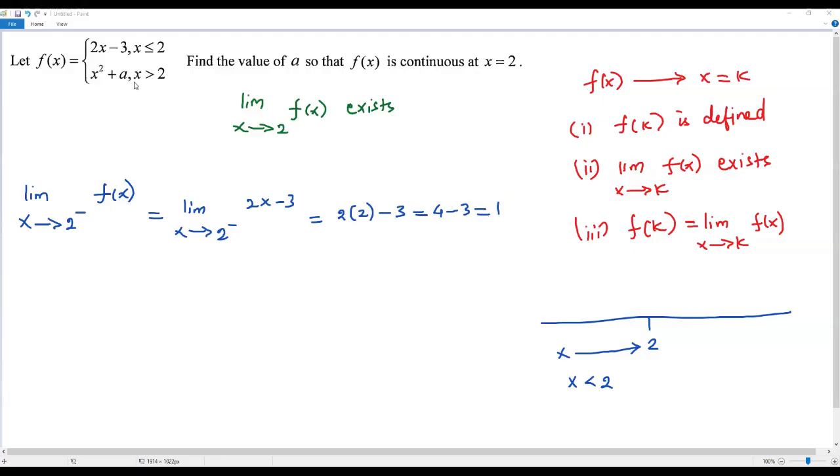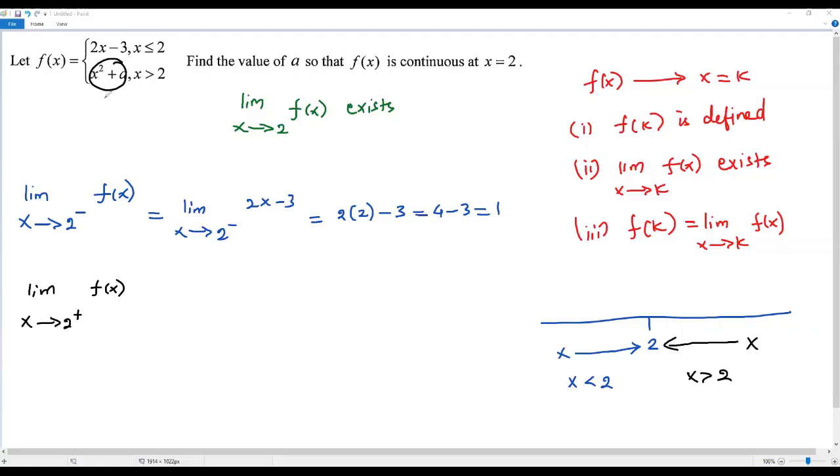Now let me evaluate the right side limit as x approaches 2 for f(x). This time x approaches 2 from its right side. In that case, the values of x will be greater than 2. So let me write the right side limit: the limit as x approaches 2 plus of f(x). This positive sign indicates x approaches 2 from its right side. Now we have to select the piece of f(x) where x is greater than 2.